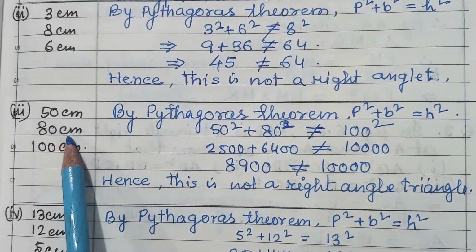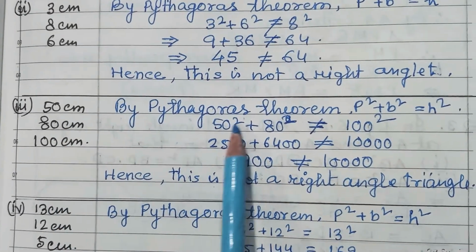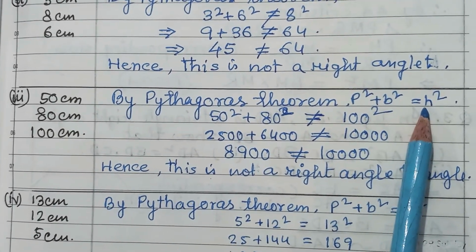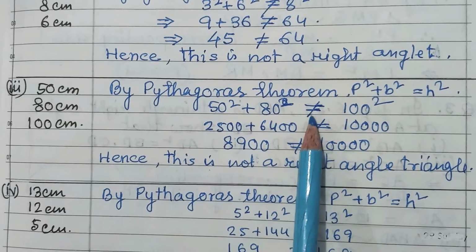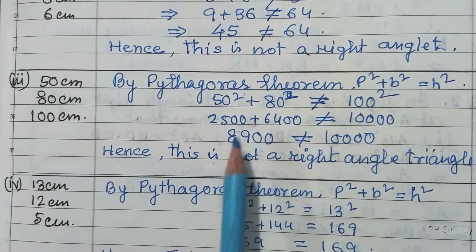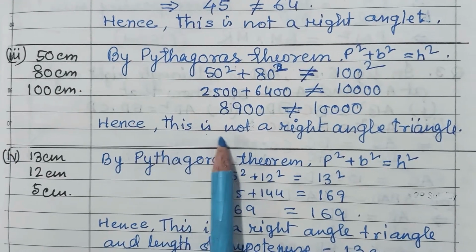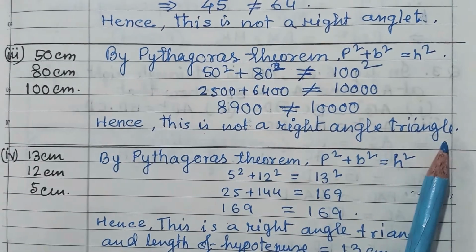Next, 50 cm, 80 cm, 100 cm. Again you check by Pythagoras theorem, p square plus b square is equal to h square. It is not equal. Left hand side and right hand side are not equal. Hence it is not a right angle triangle.